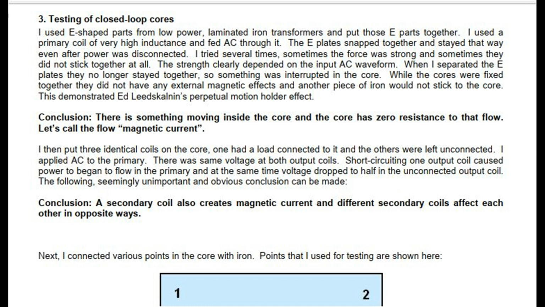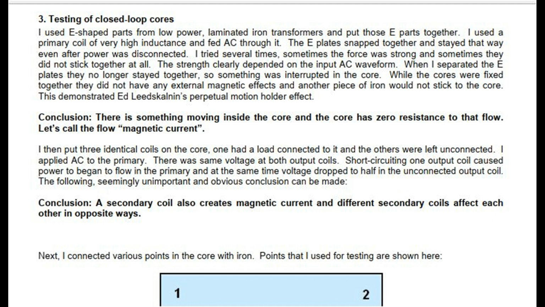When I separated the E plates, they no longer stayed together, so something was interrupted in the core. While the cores were fixed together, they did not have any external magnetic effects and another piece of iron would not stick to the core. This demonstrated Ed Leedskalnin's perpetual motion holder effect. Conclusion: there is something moving inside the core and the core has zero resistance to that flow. Let's call the flow magnetic current.